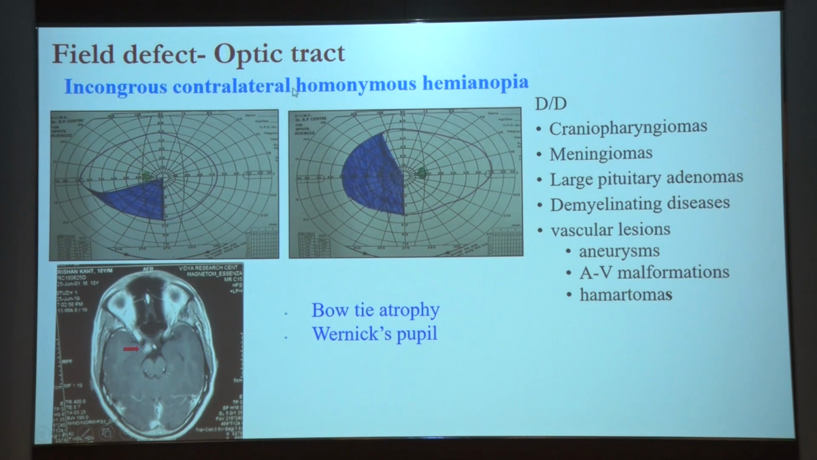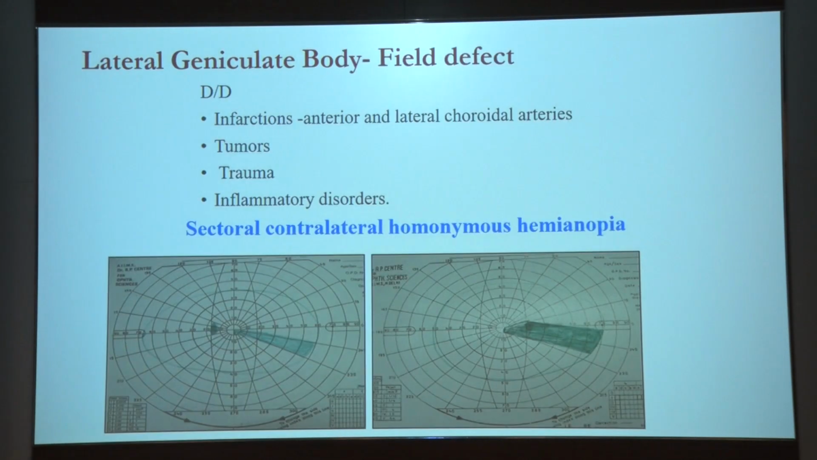So in case of optic tract lesion, you get incongruous defects. You might also get optic atrophy and a Wernicke's hemianopic pupil. So what is a Wernicke's hemianopic pupil? Half of the retina is intact, you project the light and you get the pupillary response. On the affected half, if you project the light, you don't get a pupillary response. So LGB is typical for sectoral homonymous hemianopias because it has this typical blood supply.